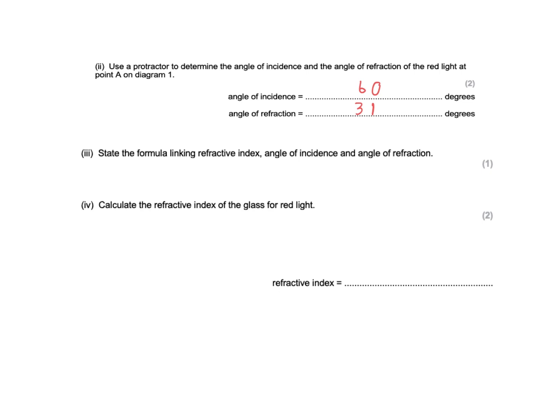So next, we're asked to use our angle of incidence and our angle of refraction from the question before in order to find the formula for refractive index and then calculate the refractive index for the red light. So we should know that n equals sine i over sine r, and then calculate the refractive index of glass for red light. Remember, we're always going to write out the equation, sum, answer, unit. So n equals sine i over sine r being our equation part. Then our sum is sine 60 over sine 31. And this gives us an answer of 1.68.